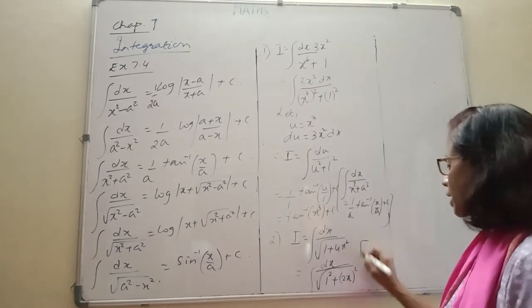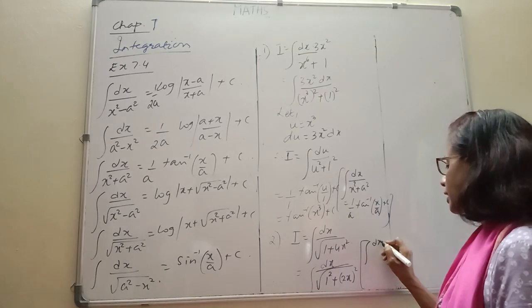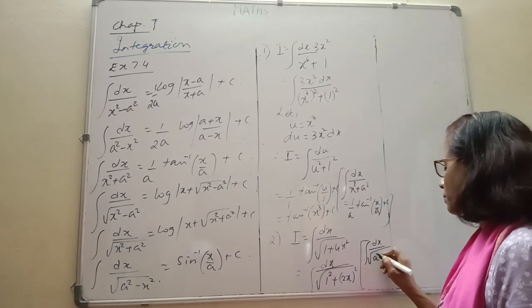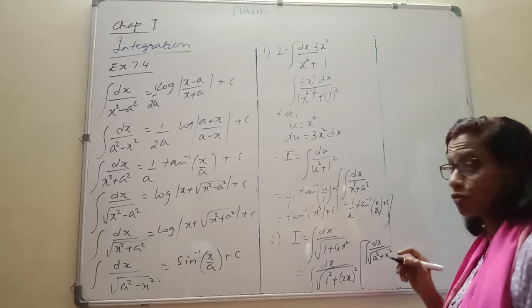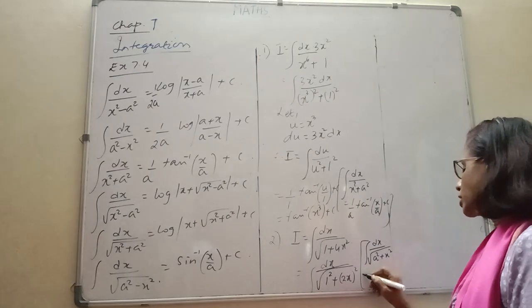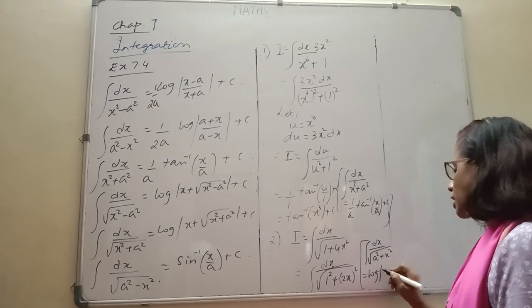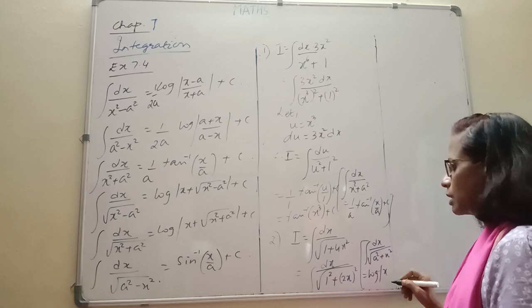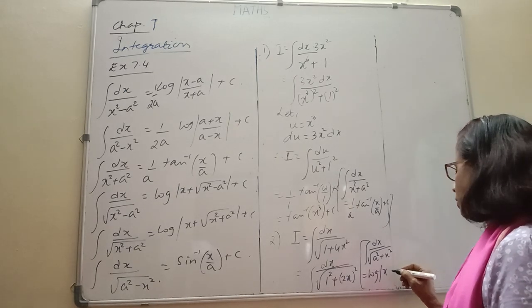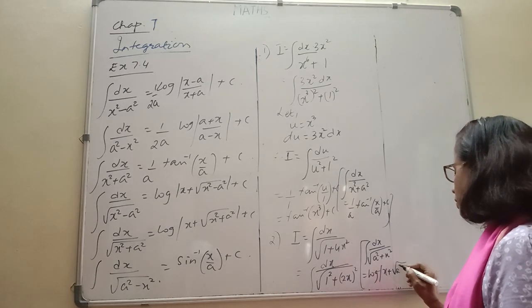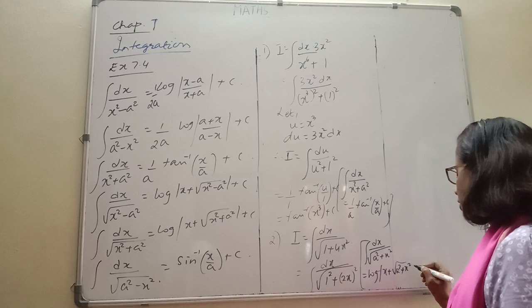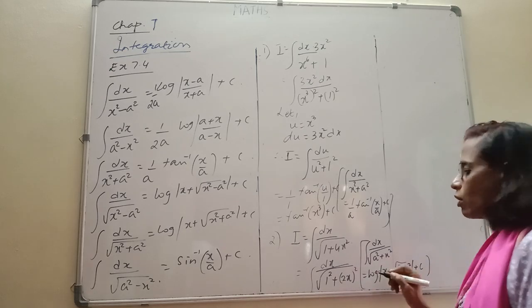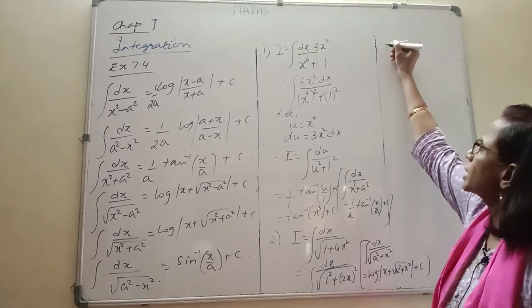Now why we do that is because the integral of dx over root of a squared plus x squared is actually log modulus x plus root of a squared plus x squared plus c. So this is the formula that you're going to use. Log, and then so directly we can apply.